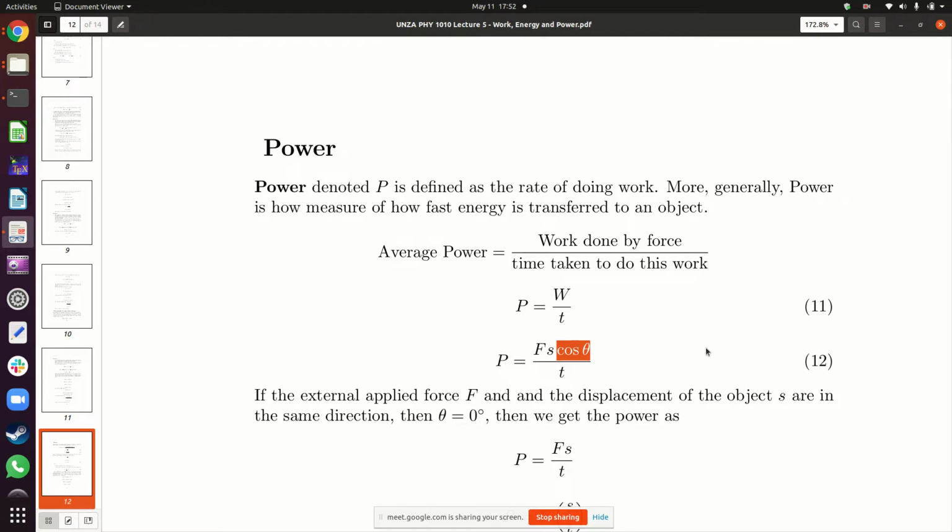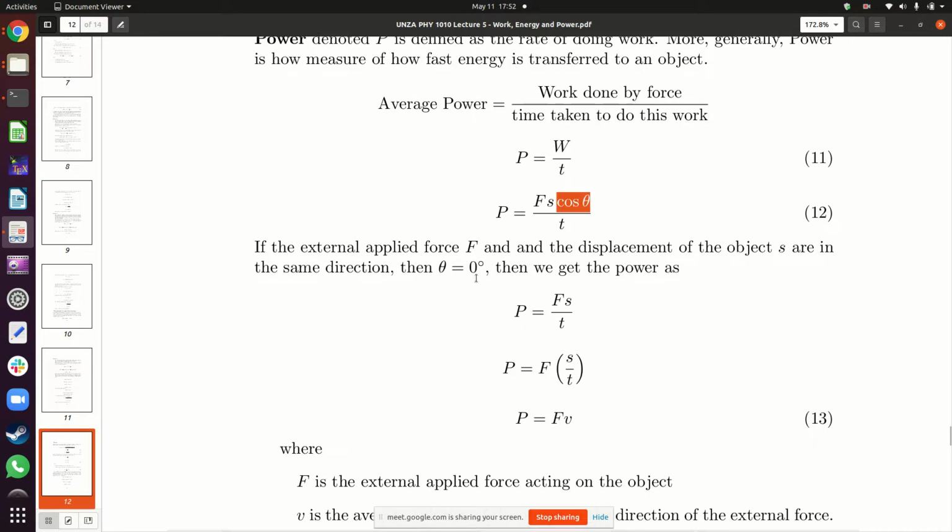So in this case, when you're trying to work out power, we are making the assumption that the force which is pushing or pulling this particular object is in the same direction as the displacement. So if the applied force is in the same direction as the displacement, then this angle theta is going to be equal to 0. So in that case, you're going to end up having F multiplied by S multiplied by the cosine of 0, and we know that the cosine of 0 is equal to 1. So you end up having power P equals the force multiplied by the displacement divided by T.